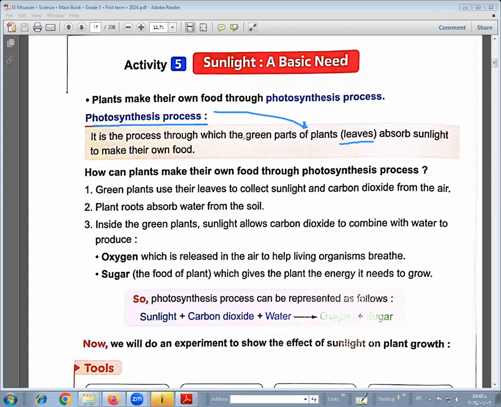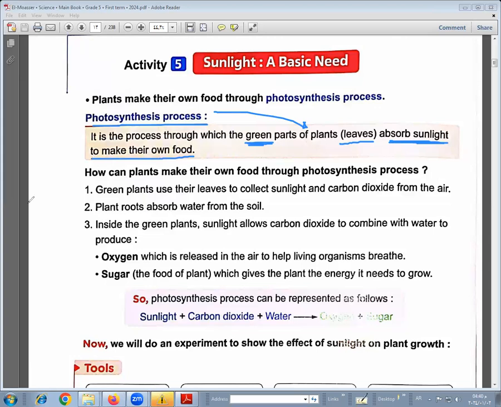Yes, if the stem is green, it can make photosynthesis. But what about a stem which is not green? It cannot make photosynthesis. So we can say if we have green parts of a plant, we can make photosynthesis. How can we make photosynthesis? At the first step, the plant will absorb sunlight from the sun. When it absorbs this sunlight, now it is ready to make its own food.